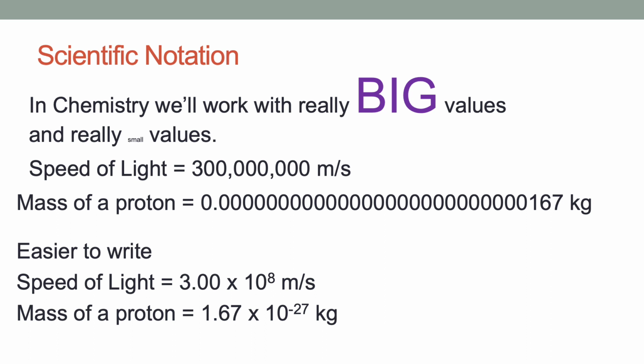in all these numbers. It's much easier to write the speed of light as 3.00 times 10 raised to the 8 meters per second. And the mass of a proton can be 1.67 times 10 raised to the negative 27 kilograms. One thing to notice before we move on, you notice the speed of light, 10 to the positive 8, that's a big number. Positive exponents means big numbers. The mass of a proton, 10 to the minus 27, negative exponents indicate really small numbers.